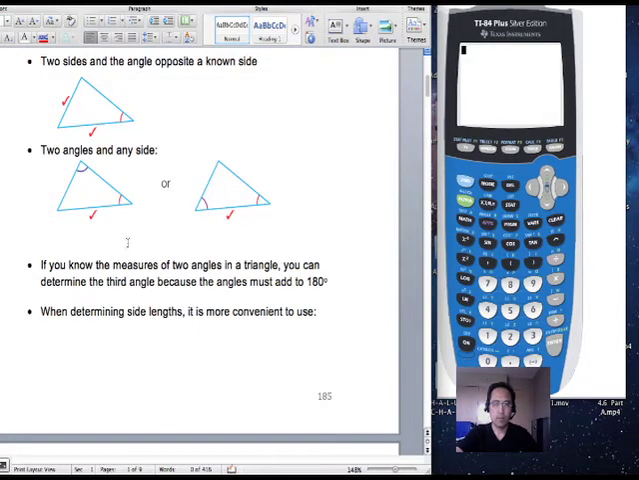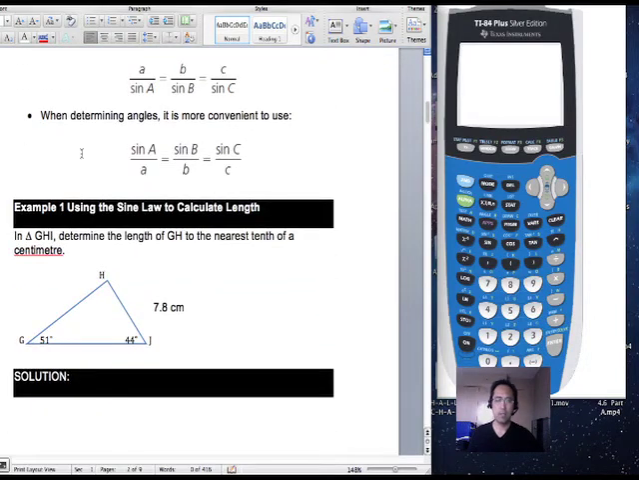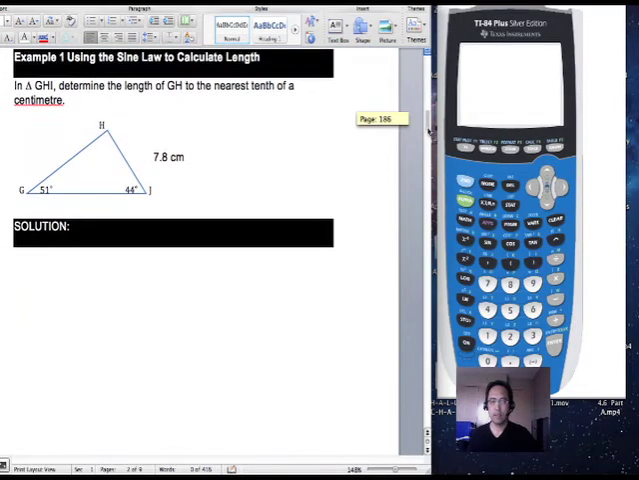So these are the three basic formations for using sine law. If you know the measure of two angles in a triangle, you can determine the third angle because they have to add up to 180 degrees. When determining side lengths, it may be easier to use the first format where you have the line segments on top. If you're determining angles, it may be easier to use this one. So these are both sine law, they're just flipped.